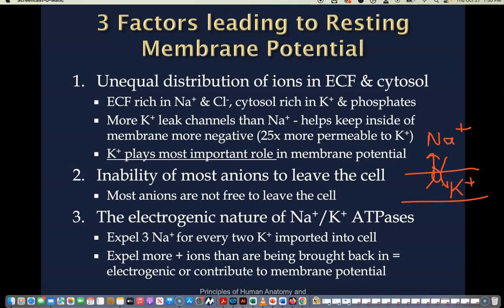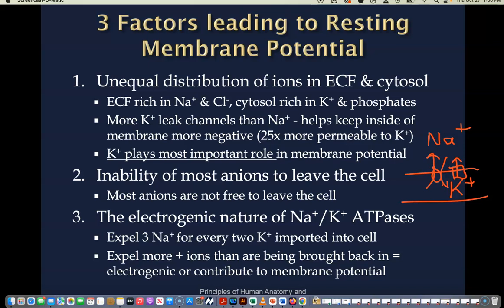Now, keep this in mind: there are going to be more potassium leak channels than there are sodium, just like we talked about. And this is the most important factor in membrane potential. Potassium is going to continually leak, like a leaky faucet. There are certain leak channels that are very specific to potassium, and they're constantly going to leak potassium out of the cell.